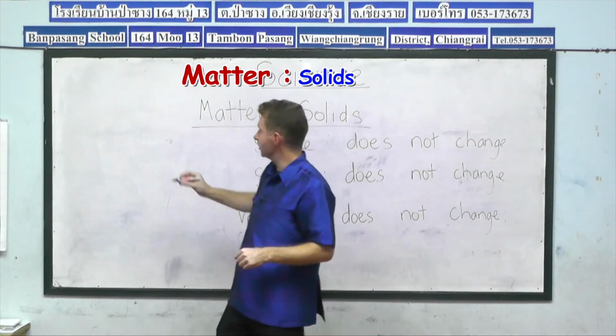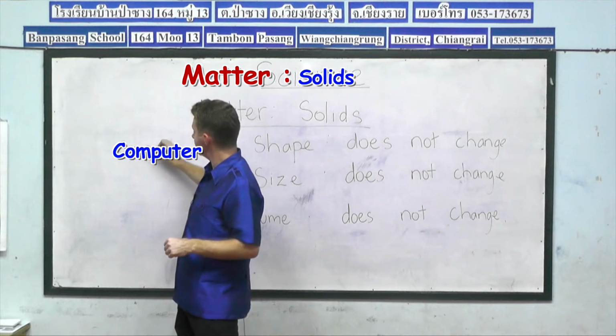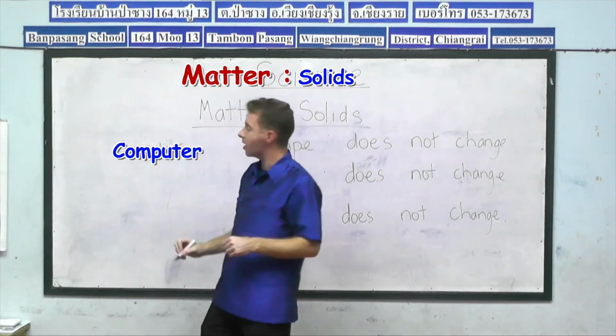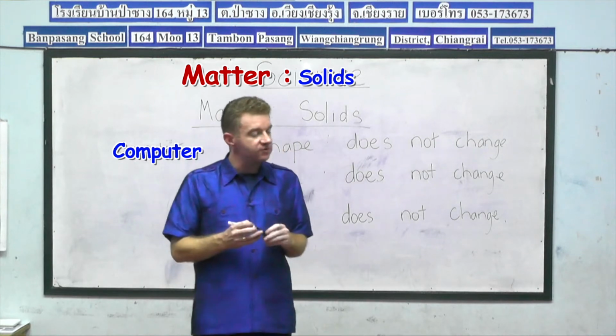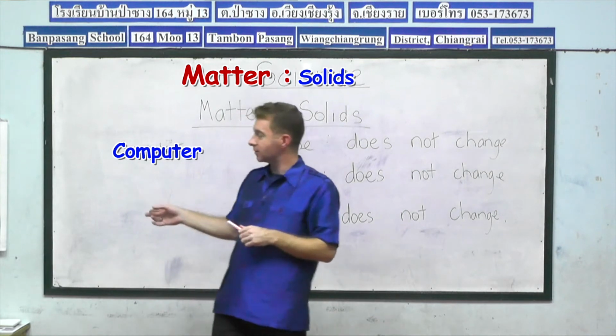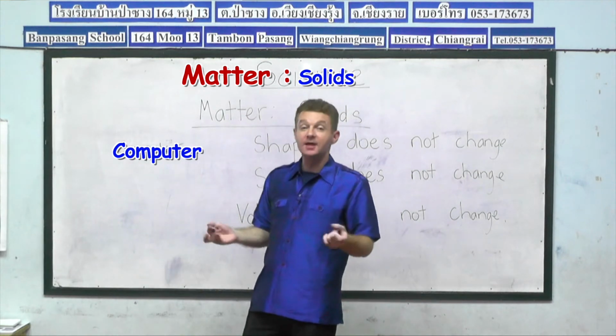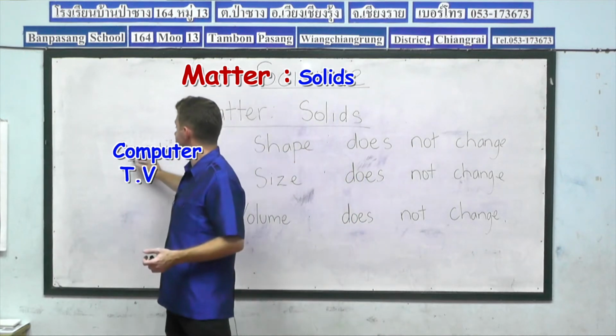Computer. Okay, computer is an example of a solid object. C-O-M-P-U-T-E-R. Bangpon, how about you? What's your solid object? Can you think? TV. Okay, we've got the computer and then we've got the TV. These are all electrical goods and they are solid objects.